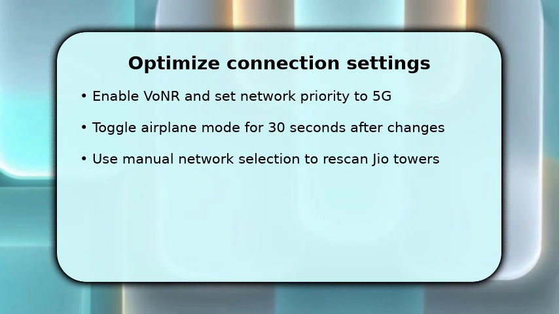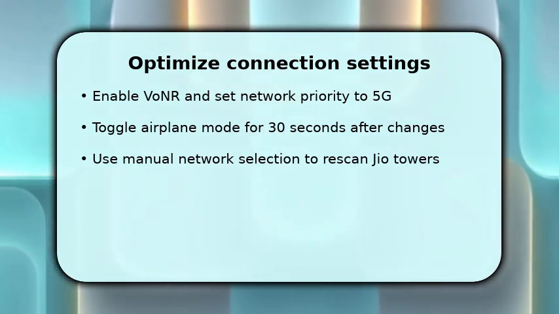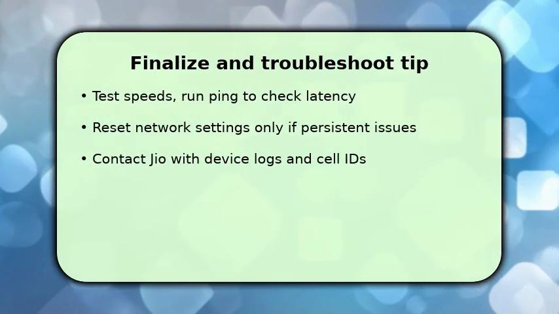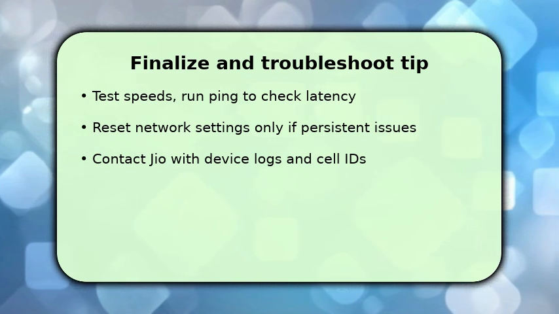If speeds are inconsistent, check for carrier updates or local provisioning flags and repeat the rescan. To finalize, run speed tests and a ping to measure latency. Consistent high throughput and low ping confirm a working 5G link.